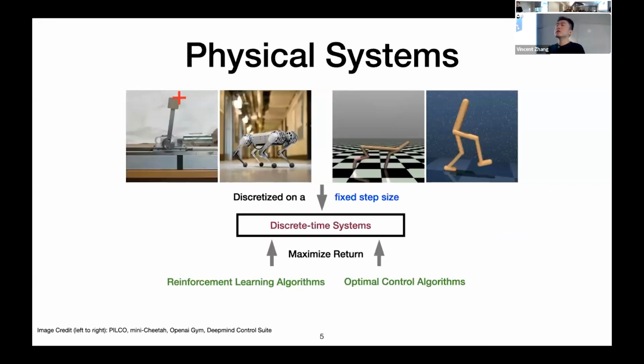The return, yeah, because we're maximizing the return on these proxy systems. But what we really care about is the original systems. And that happens when we run, for example, sim-to-real, and the real system runs in continuous time.